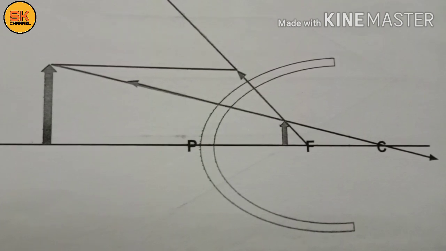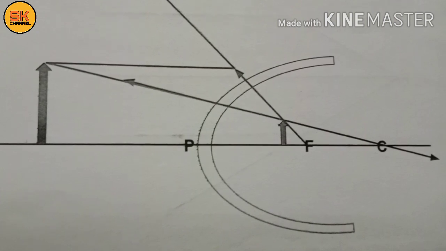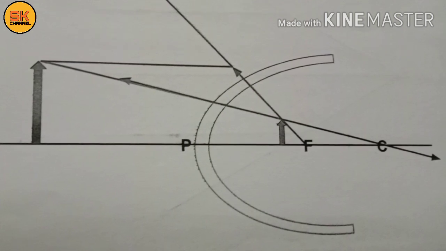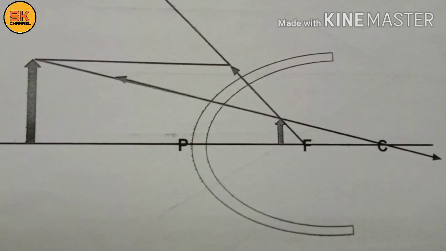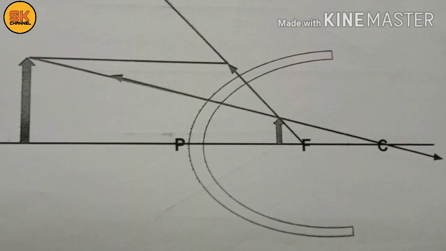In today's class, we have discussed about properties of light, magnification, object distance, image distance, and rules to draw ray diagrams of concave and convex mirrors and ray diagrams of concave and convex mirrors.